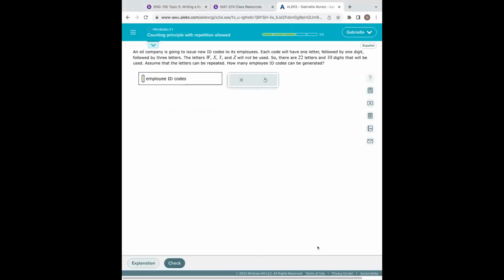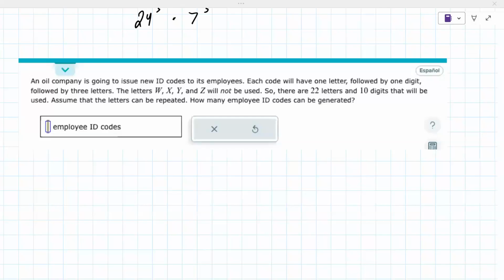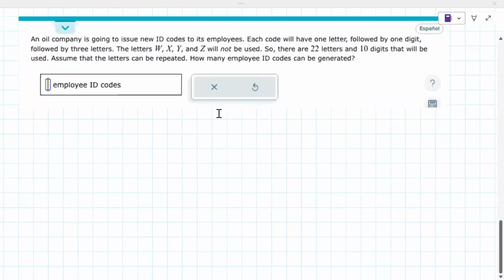Next one here, snip. All right, share screen. You're using a Windows or a Mac for this? I am using a Mac. Mac, okay, good to know.